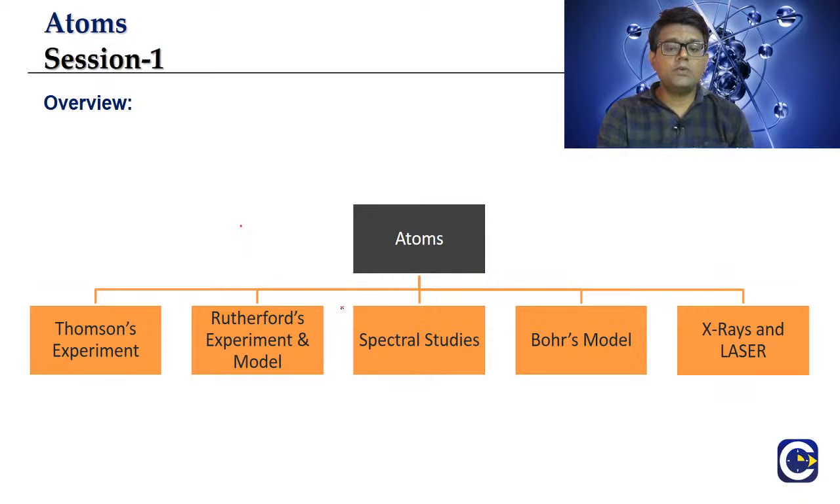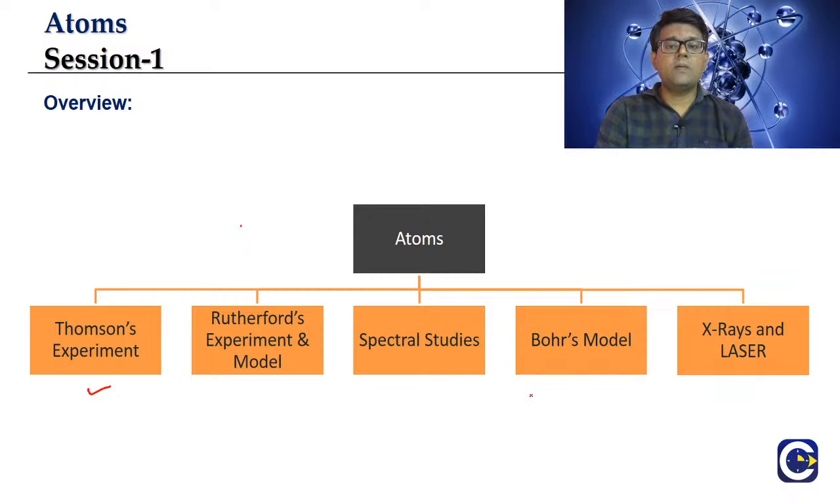In this, what we are going to be mainly covering is the discovery of the fundamental particles, starting from Thomson's experiment, and then the discovery of protons and neutrons. That is the first part of the chapter. Then we look at Rutherford's experimental observations and Rutherford's model of the atom. Then we'll talk about the understanding of spectral studies of particularly hydrogen and hydrogen-like species.